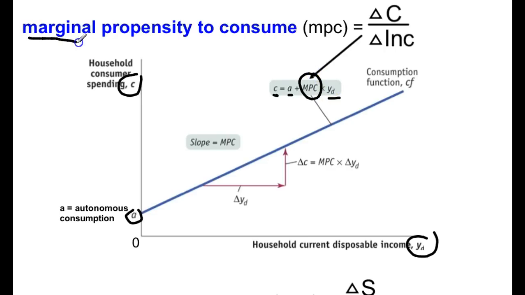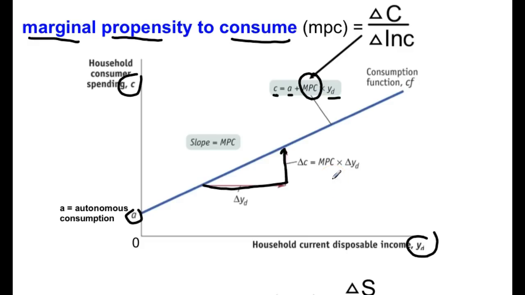And MPC is short for marginal propensity to consume. The MPC tells us what is the portion of the next dollar of income that an individual will spend. So it's the change in consumption, or the change in the y value, divided by the change in income, which is our x-axis value. Each time we have a change in income, it results in a change in consumption, and that gives us the shape of the line.